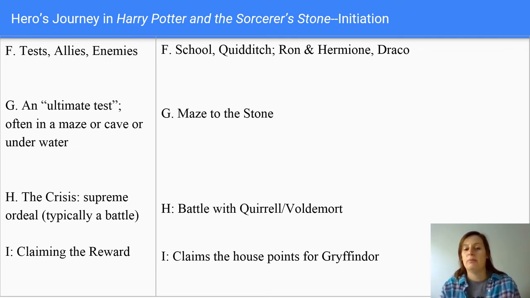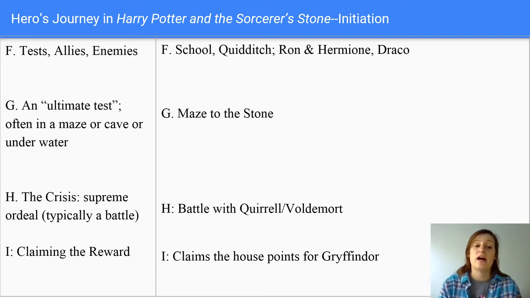And there are probably others that we could consider being his enemies as well. And then an ultimate test. So this is not necessarily like the climax of the story, but when a character is actually put on the quest, they've learned information that they need to know about defeating whatever it is, but now they actually have to go on to the quest.